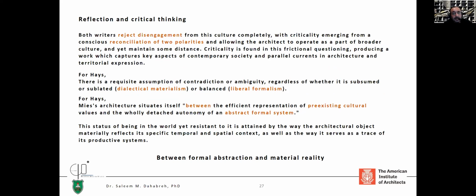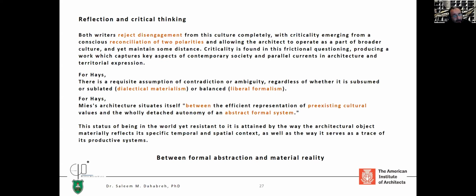For them, critical thinking in architecture rejected disengagement. Any architecture of resistance should always engage the polarities. At the same time, it should reconcile these polarities. Confront, combine, expose. There is always a dialogue between dialectic materiality and liberal formalism.